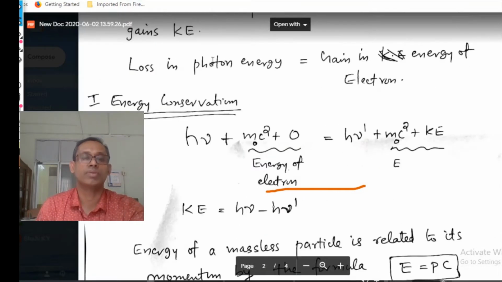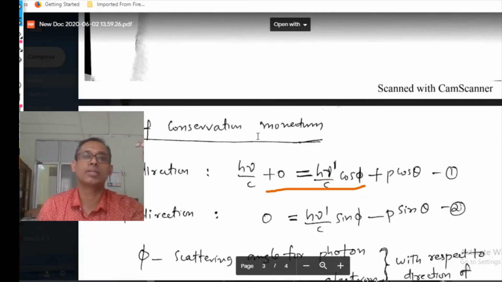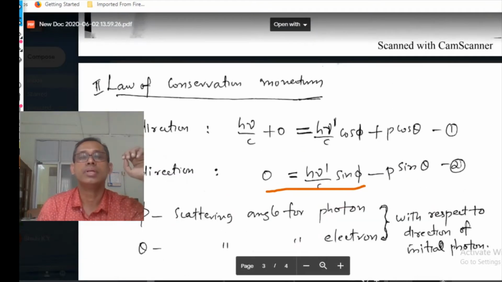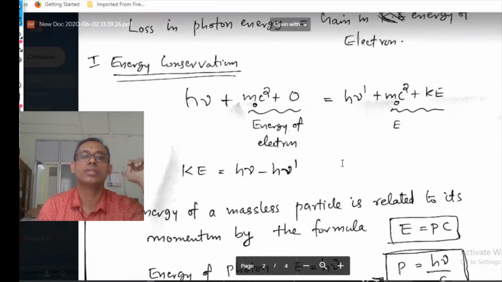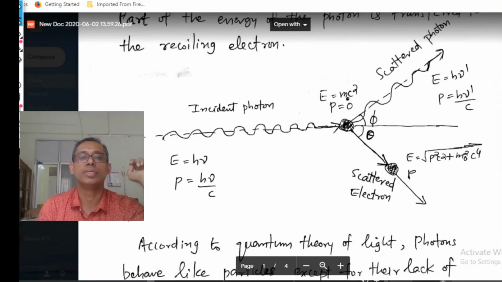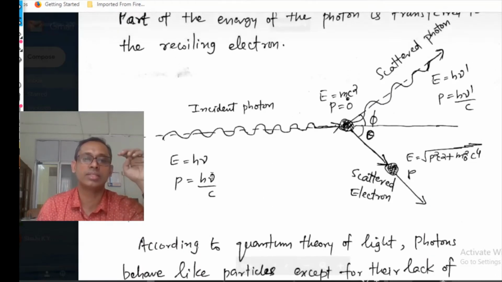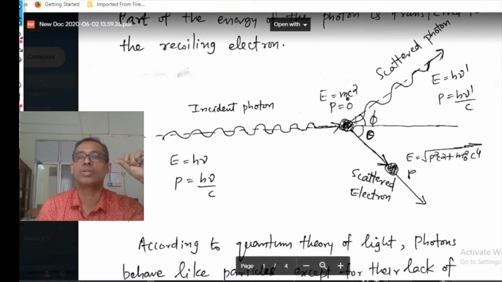Here we have applied the law of conservation of energy. Now we are applying the law of conservation of momentum in the x direction. Here we see the momentum of the incident photon, that is h nu over c. Momentum of electron is 0. Momentum of the scattered photon in x direction, this direction is chosen as x direction, and here we have the y direction.